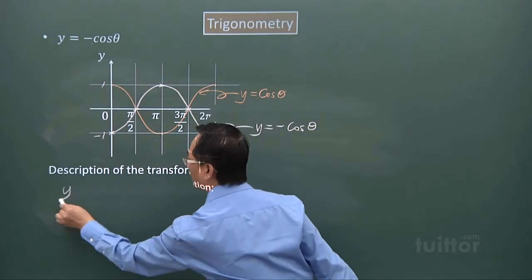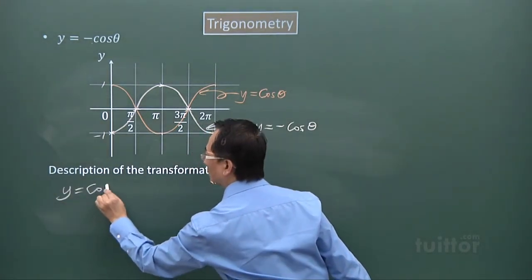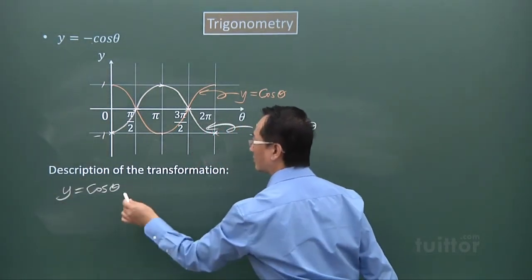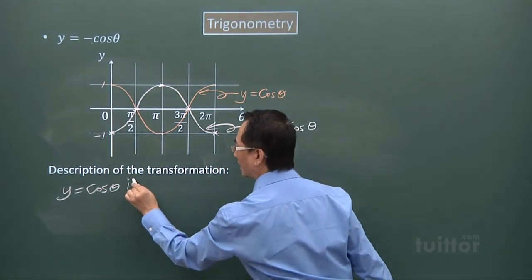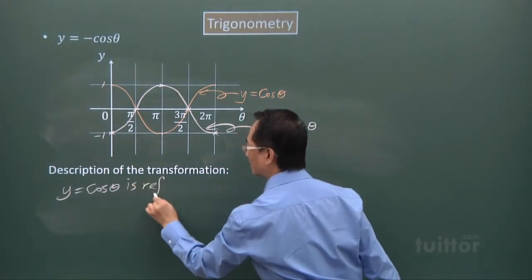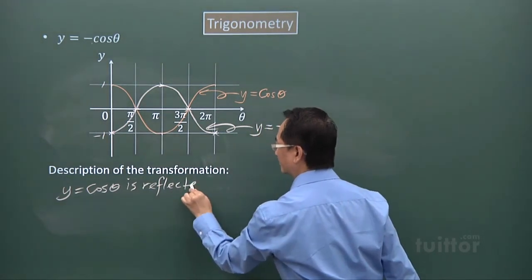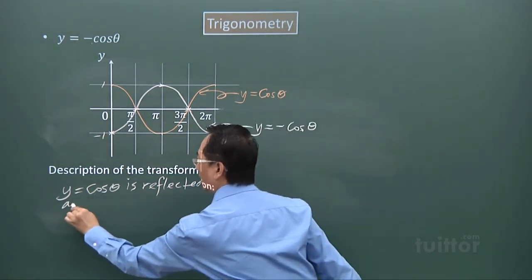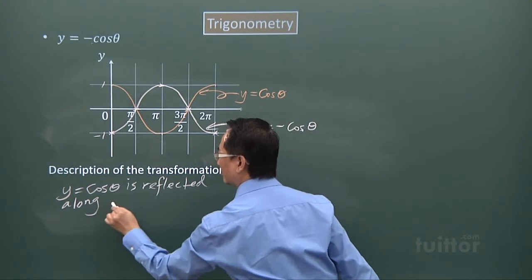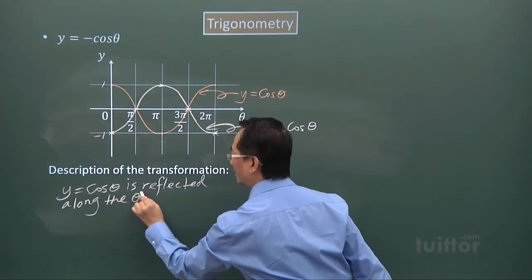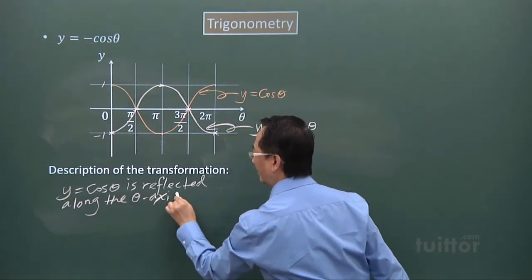So I have here y equals cos theta is reflected along the theta axis.